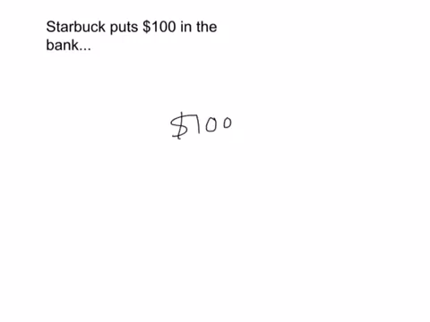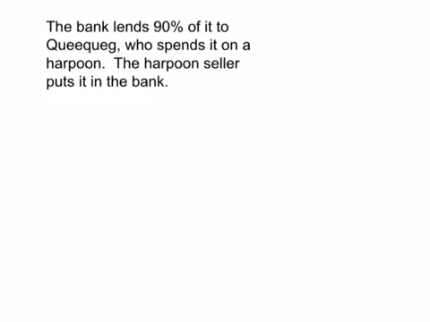Of course, we know that the bank's not just going to hold on to this money, they're going to actually lend some of it out. Let's say that this bank lends out 90% of all the money that's put into it. Now, they don't lend out 100% because then they don't have any money left, just in case somebody decides to come and take some of their money out of their account. Okay, so this bank lends 90% of it to somebody else.